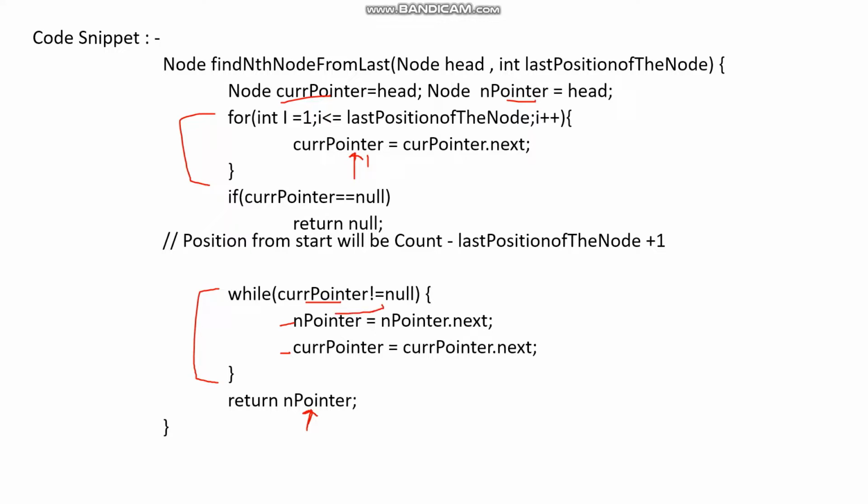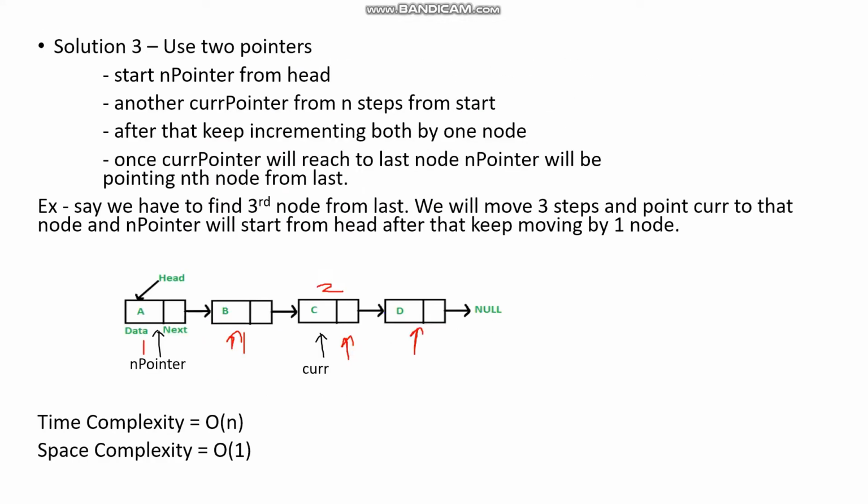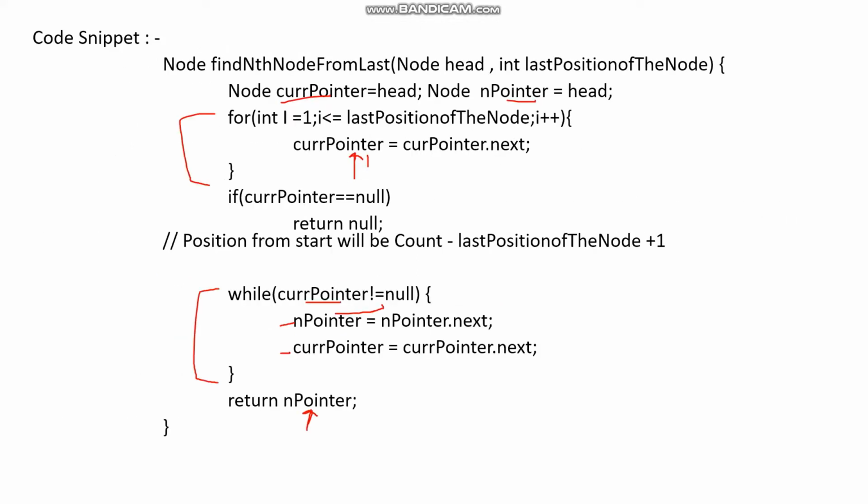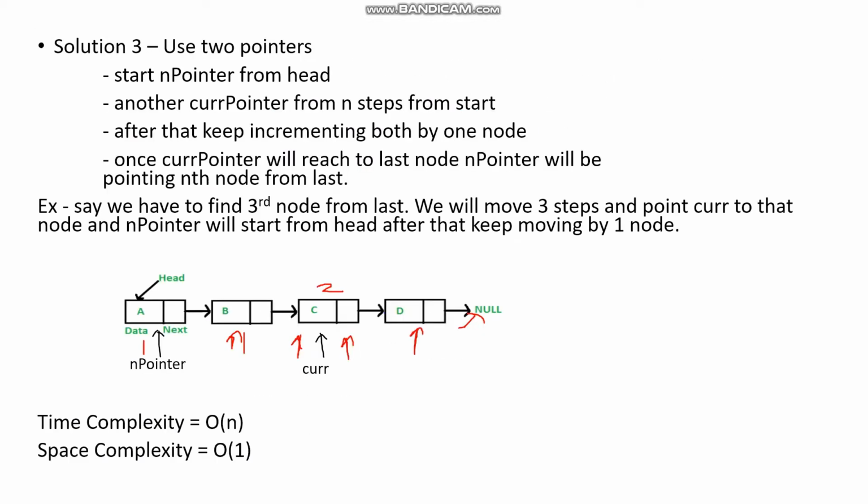Is null in the current pointer? No, null is not in the current pointer. Then we will be moving the end pointer one step, and our current pointer will have null. Then we will be checking this condition. So the current pointer now contains null, so we will come out of this while loop, and our end pointer will be pointing to this node, that is the second node from the last position.